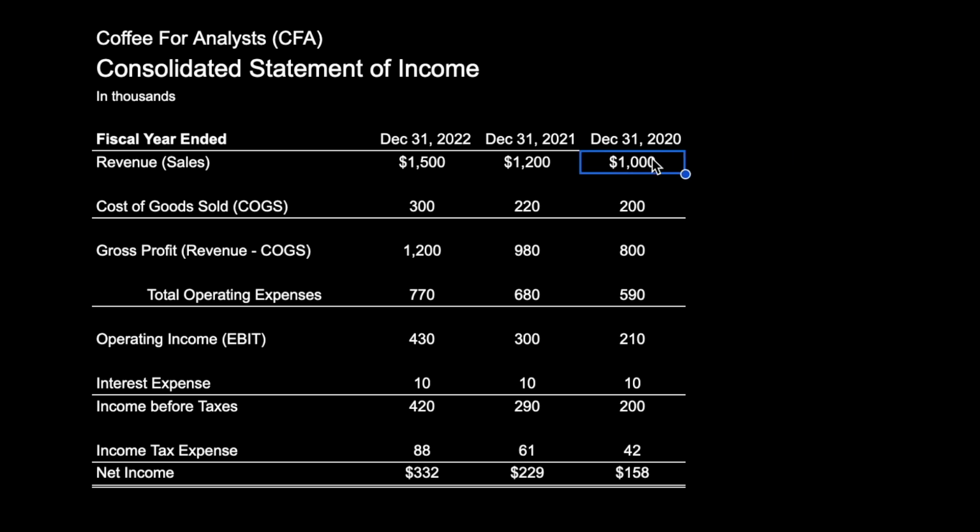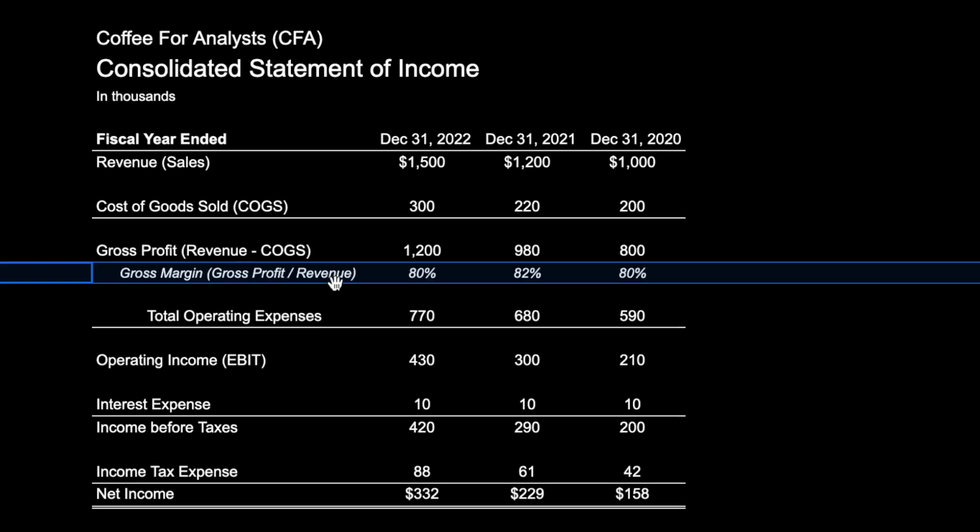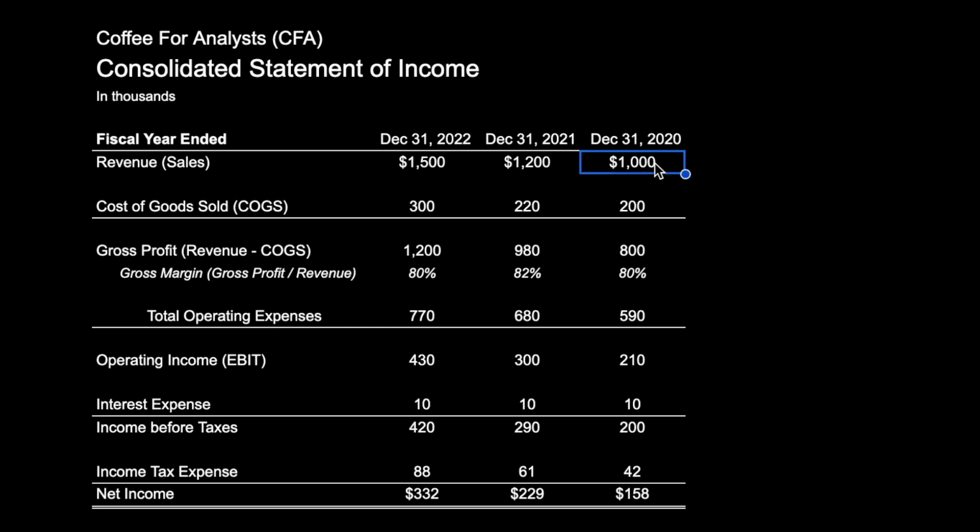Now, if we take revenue minus cost of goods sold, we get gross profit. And gross profit shows how much money you made after the direct costs of making your products. So if you sold a cup of coffee for $5, it cost you $1 to make with the ingredients, then your gross profit on that sale would be $4. If you divide your gross profit by your revenue, you get your gross margin, which we show as a percentage. So 800 divided by 1,000 is 80% margin.